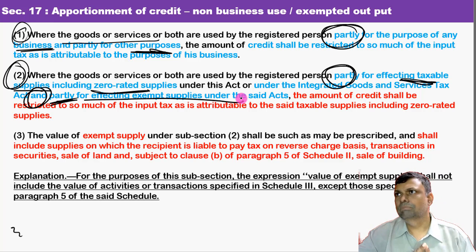Now basically it is something like a mixed use. Mixed use means some portion is used for this purpose, some portion is used for that purpose. In that case, there has to be some disallowance, and there is a method provided by the law, and that method should be kept in mind.